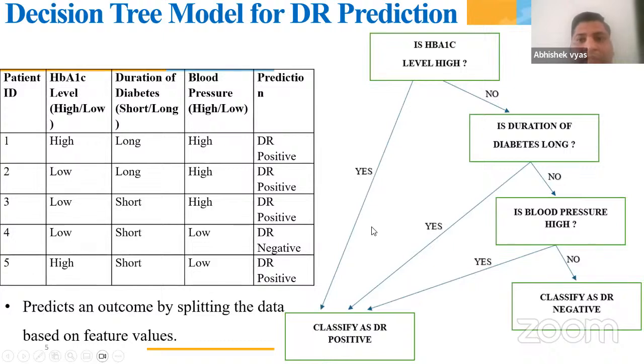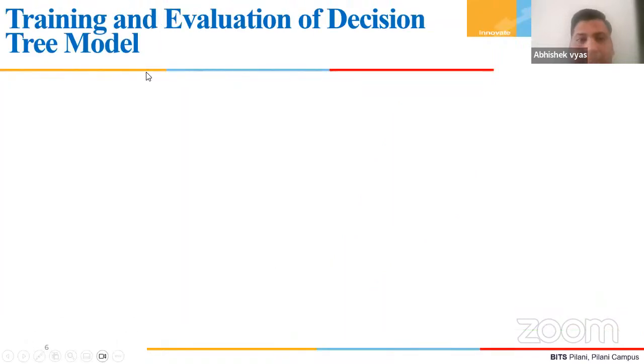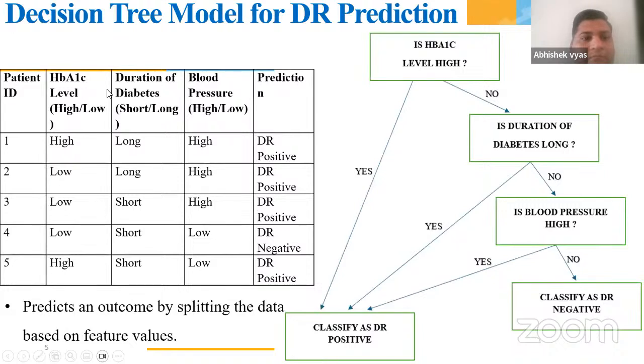directly. So basically it will take one by one these features and it will try to classify. If it is able to classify directly, then it will directly say DR positive or DR negative. Otherwise, it will go on to the next feature and try to ask some questions. So using this, just a second. If we go on this second patient, which is having HbA1c as low, it will ask the question, is duration of diabetes long? It is long. So it will just say directly it is DR positive.